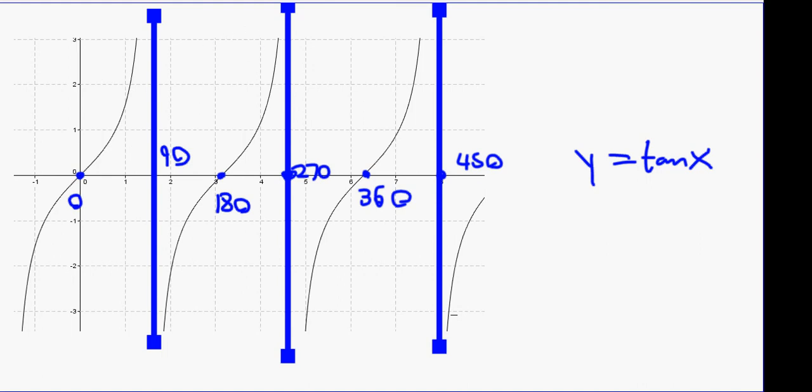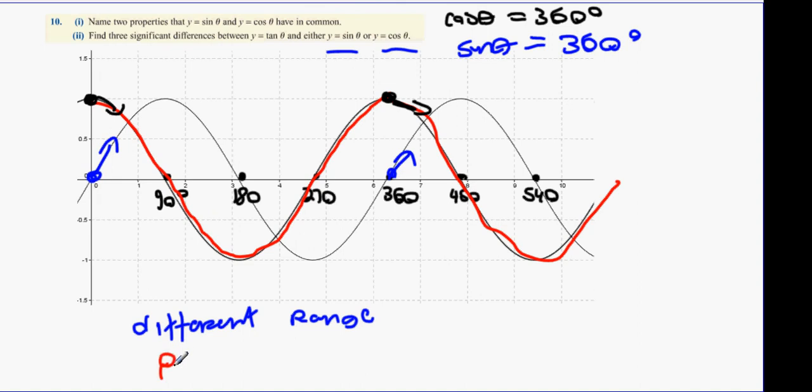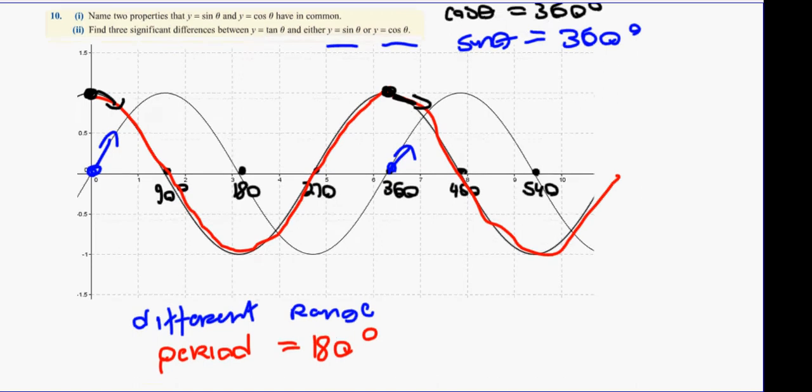Next difference is, when does it repeat itself? When is that 0 going diagonally right up? 180. So the period is 180. Period equals 180 degrees. And finally, third difference.